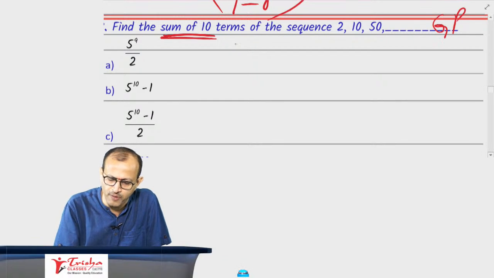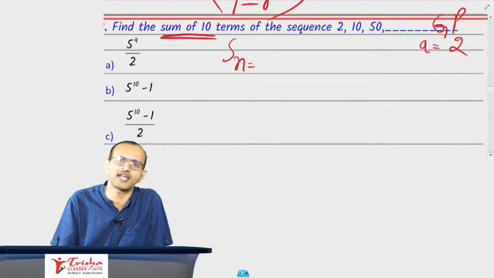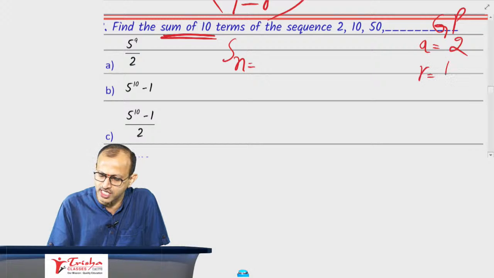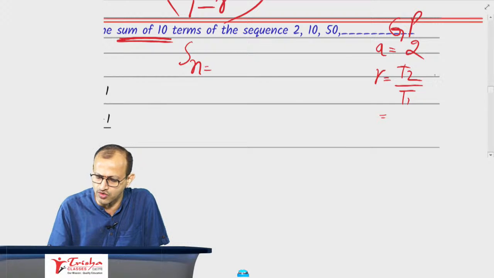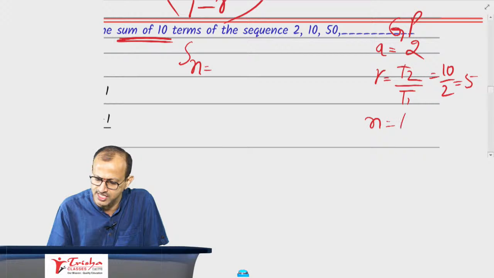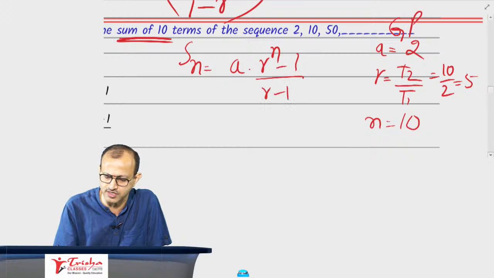You want to do the sum, so I have to apply the SN formula. But first I will find A. A is the starting number, 2. Ratio is T2 by T1, which is 10 by 2, which is 5. N is equal to 10. So the formula is A into R to the power N minus 1 by R minus 1.